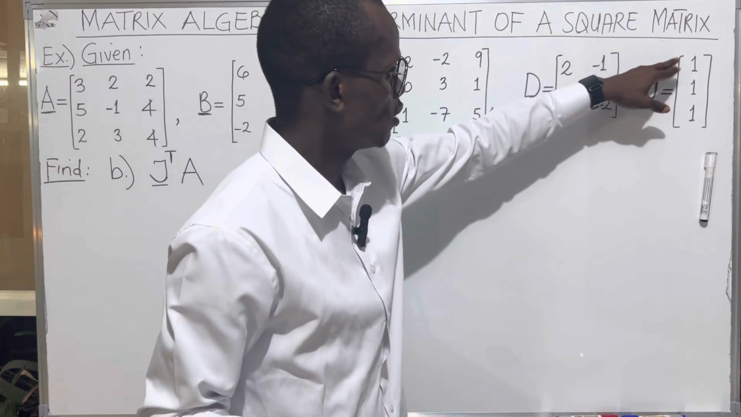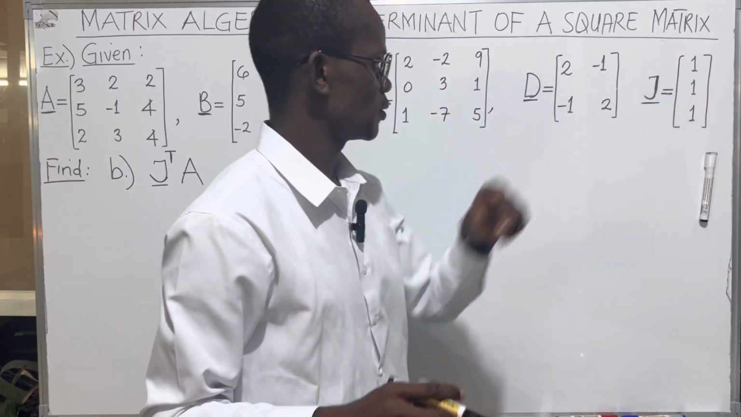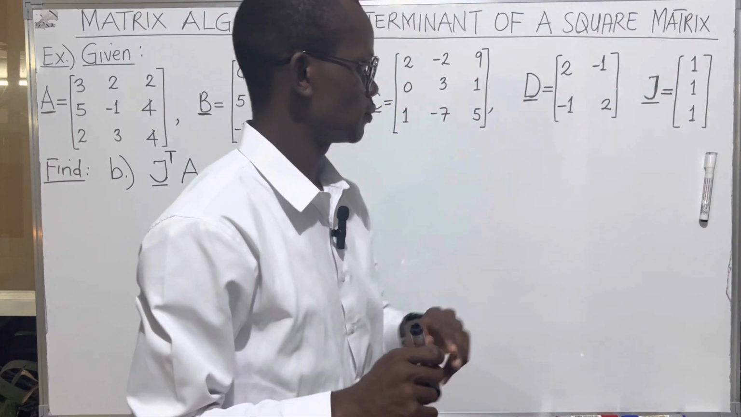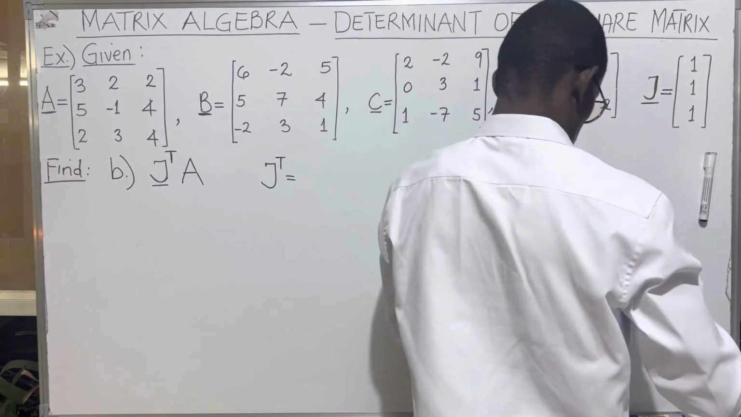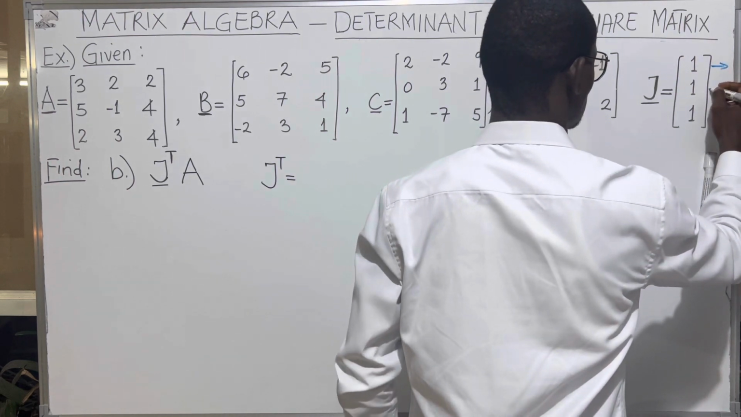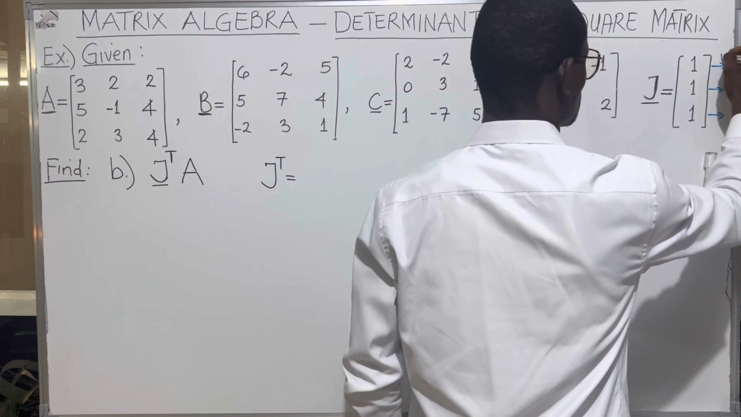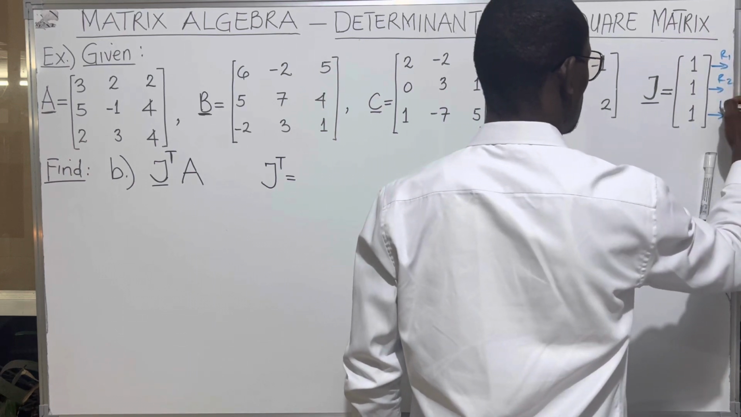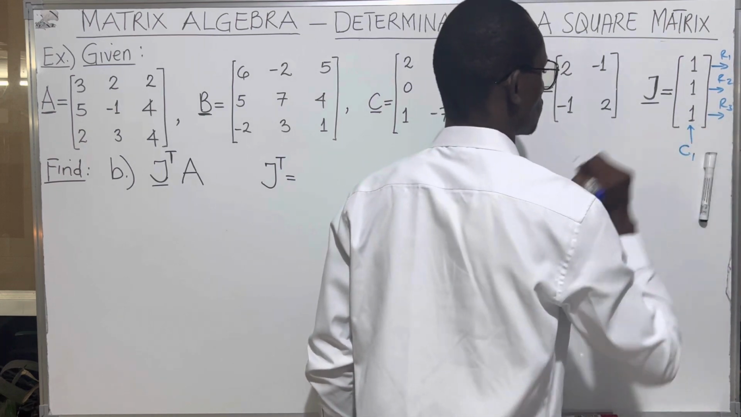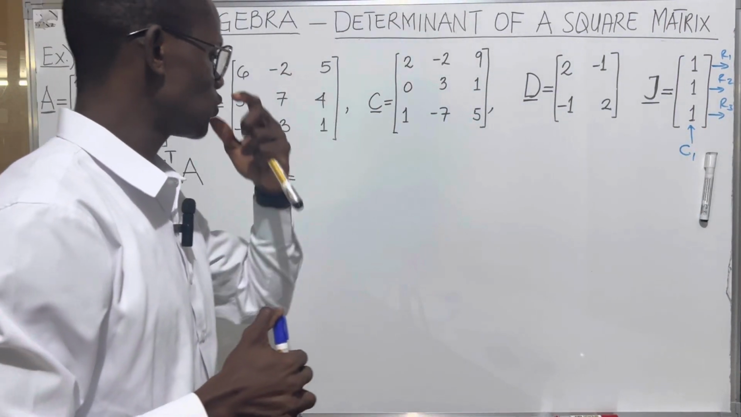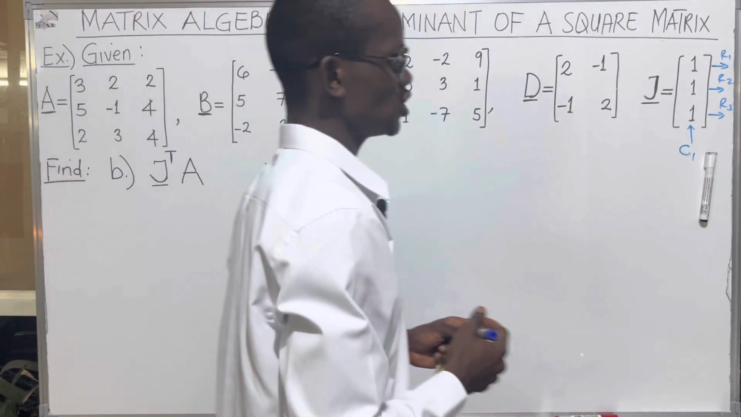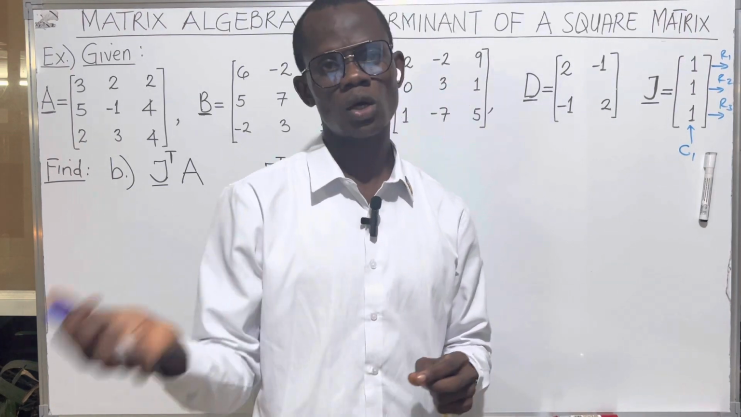This matrix J, 1, 2, 3, that is, you have row 1, row 2, row 3. Now, to find the transpose of a matrix, this is row 1, row 2, and row 3, and this one is column 1. Finding the transpose of a matrix is very, very simple. Change the rows to columns and the columns to rows.